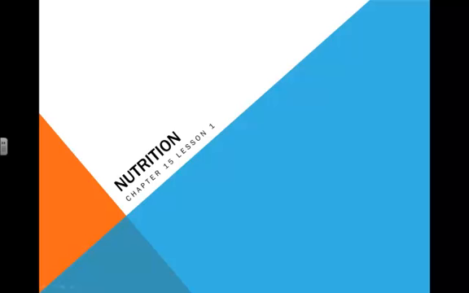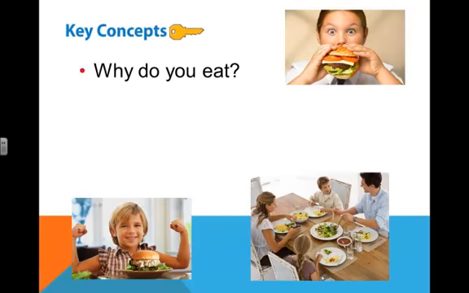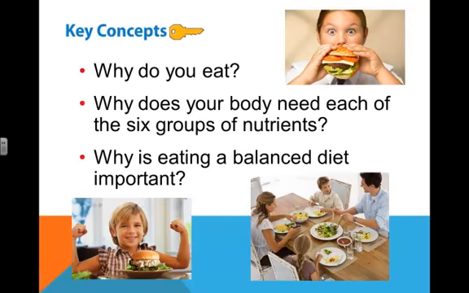In this chapter, chapter 15, we're going to be looking at two systems, the digestive system and the excretory system. And in order to get ready for the digestive system, we need to look at nutrients. So our lesson 1 is on nutrients. Here's some key concepts to remember as we go over this lesson.